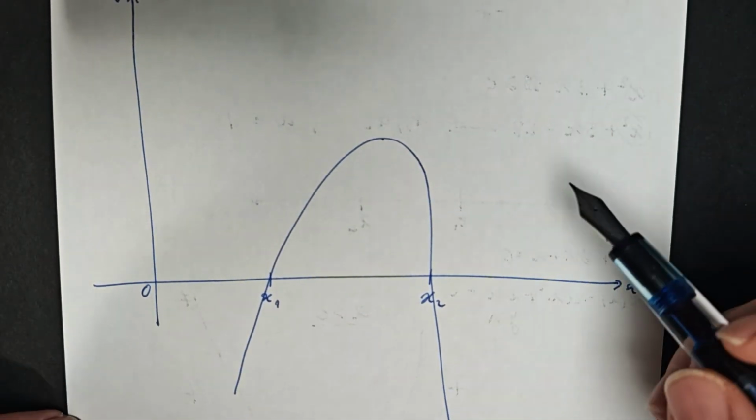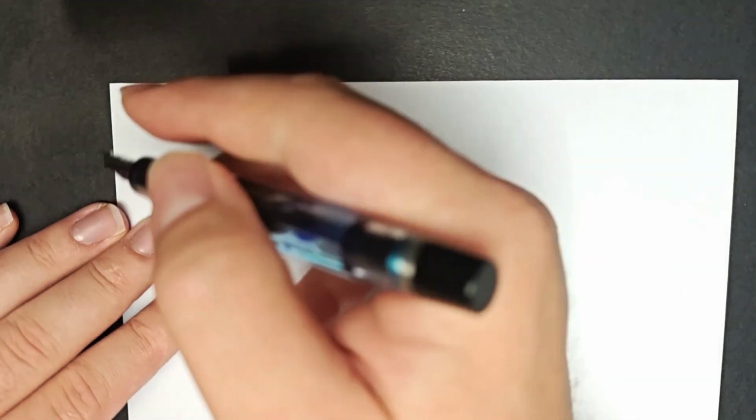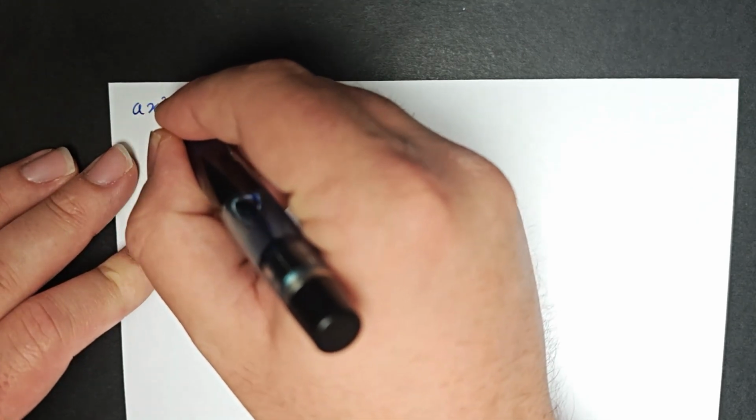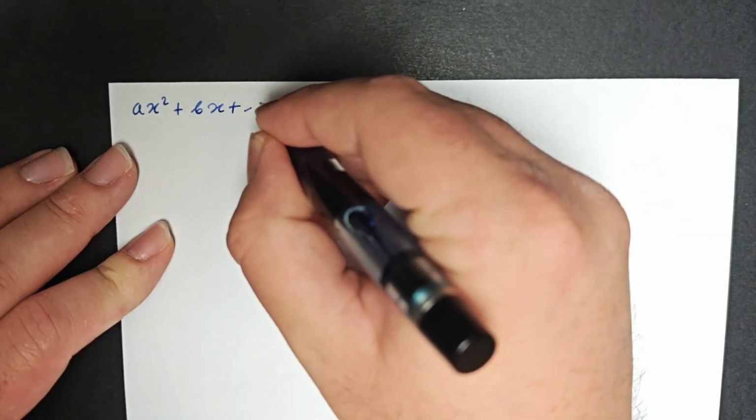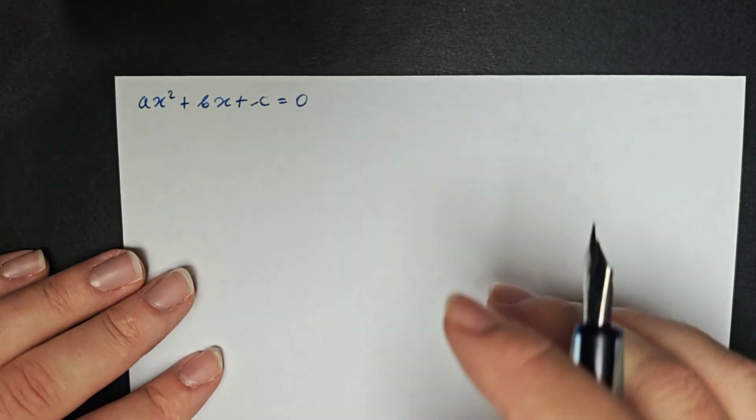So at this point, I will give you a little tip on how you can remember what your parabola, what your graph of the quadratic function looks like. So you have a quadratic equation ax squared plus bx plus c is equal to 0. And you have found its zeros.